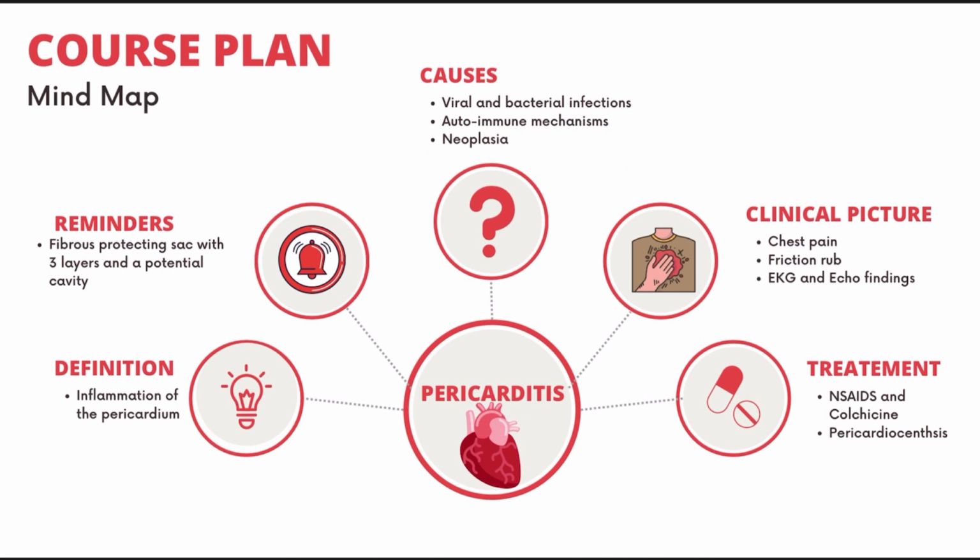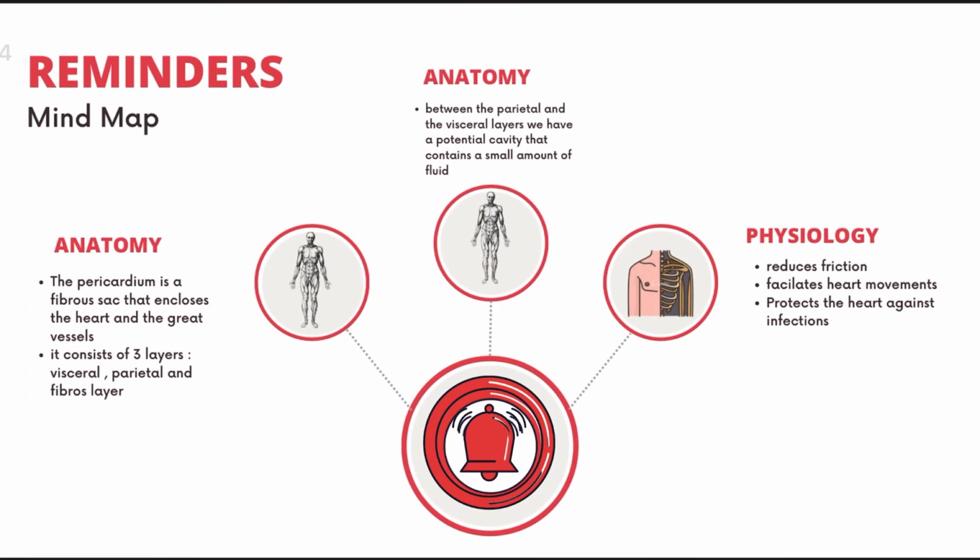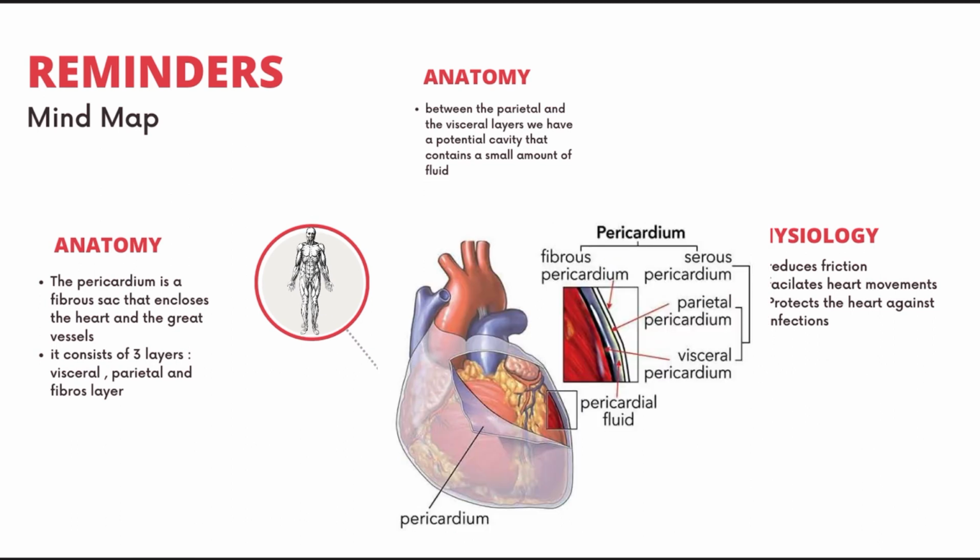Pericarditis is simply the inflammation of the pericardium. But what's the pericardium? Here is a little anatomical reminder. The pericardium is a fibrous sac that encloses the heart and the great vessels. As shown in the picture, it consists of three layers: visceral, parietal, and fibrous layer.